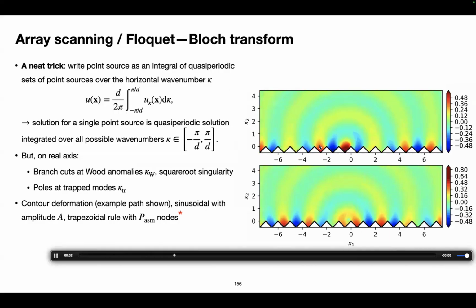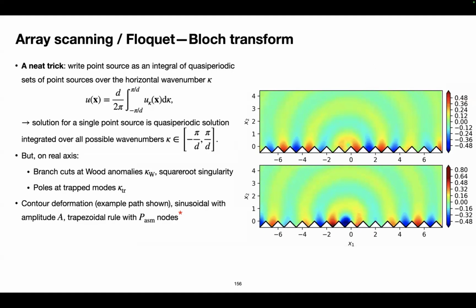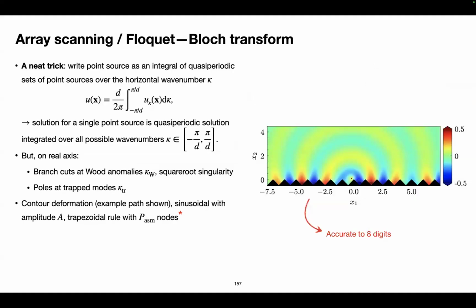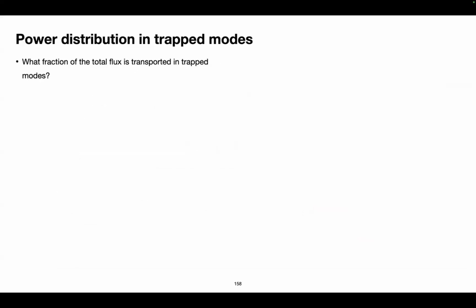If you follow one, it just goes out. This is the real part of the solution, by the way, and this is the imaginary part, but the only thing we actually observe is the real part. This is a snapshot of that movie, and my claim, which I'm not going to prove to you, is that this solution is accurate to 8 digits, which is completely unheard of with any other method.